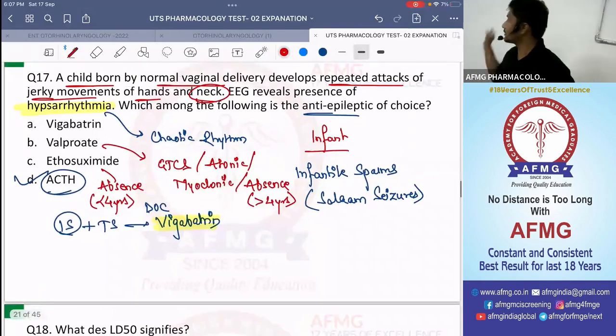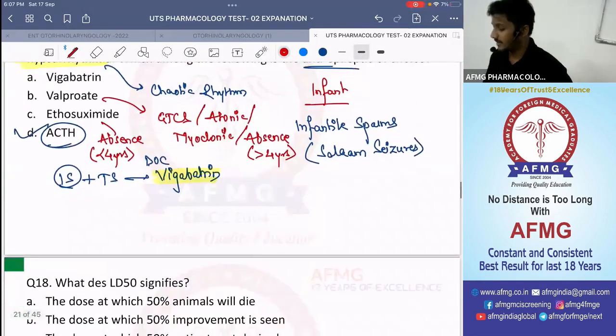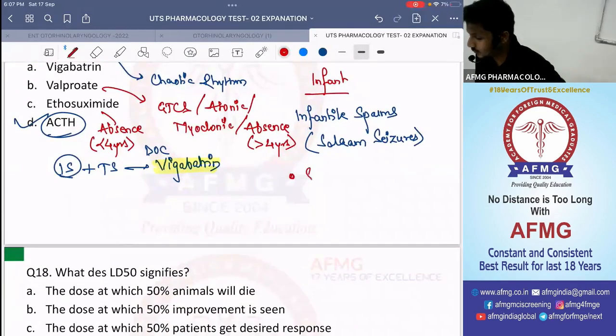तो एटलीस्ट इतनी ड्रग्स तुम्हें इसमें एंटी-एपिलेप्टिक्स में याद होनी चाहिए. इसके अलावा if they ask you which is the safest anti-epileptic drug in pregnancy, चलो, the safest anti-epileptic drug in pregnancy is levetiracetam.